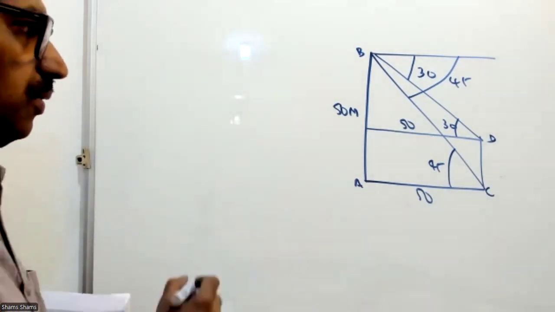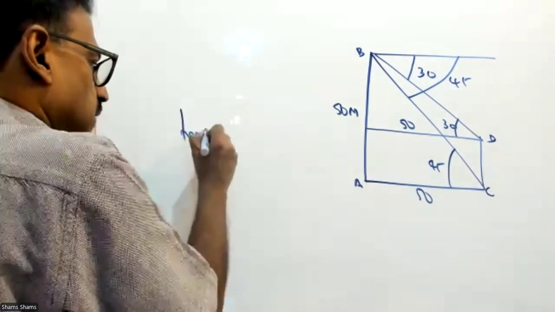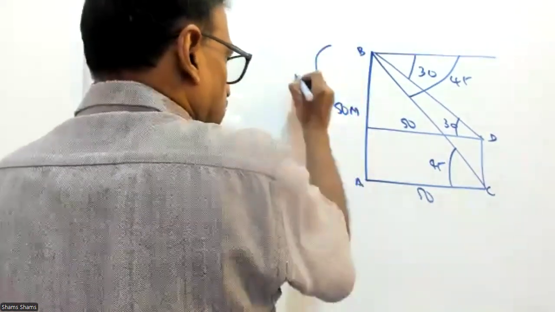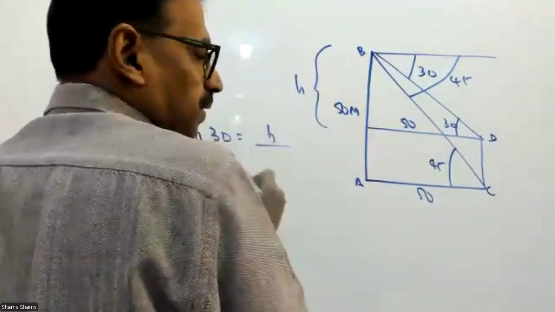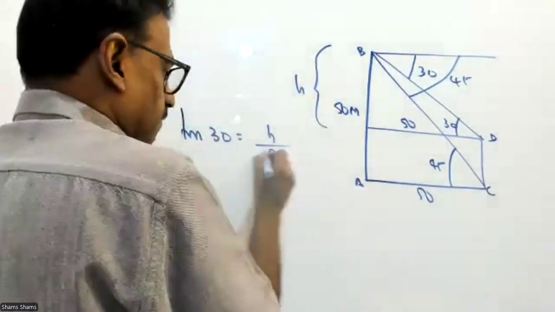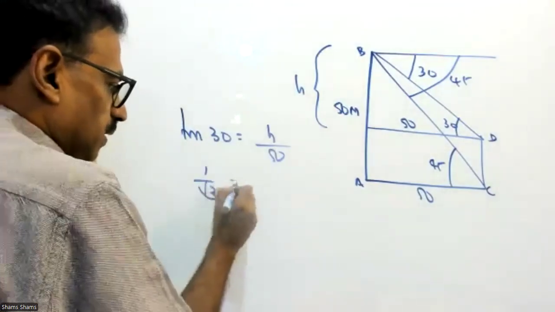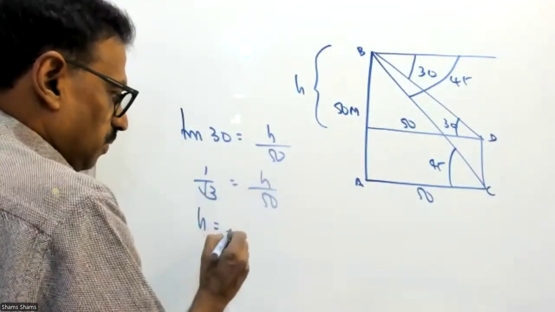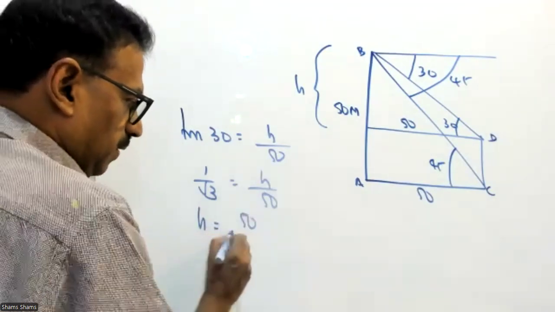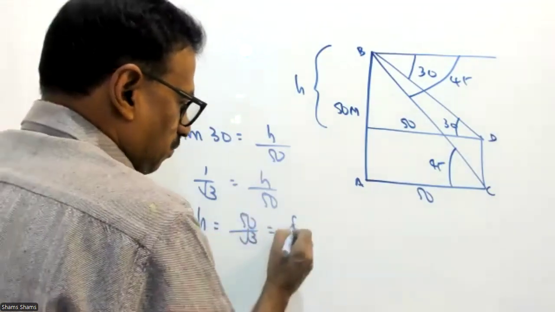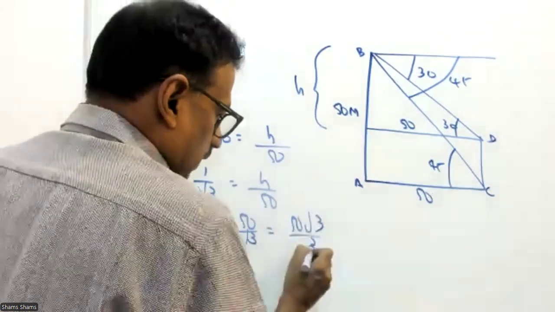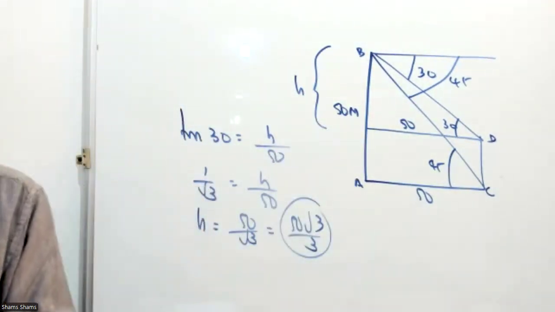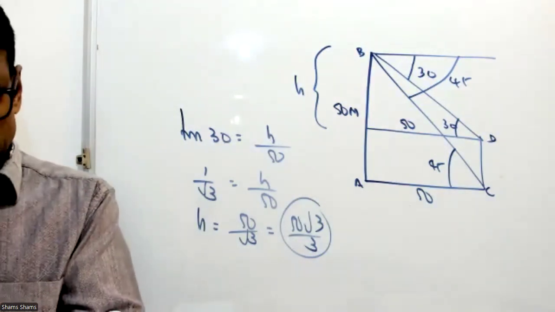So tan 30 equal to, this one we consider as h, by 50. 1 by root 3 equal to h by 50. h equal to 50 by root 3, so that is 50 root 3 divided by 3. You'll get this one, then subtract, that minus 50. Answer is 21.1.